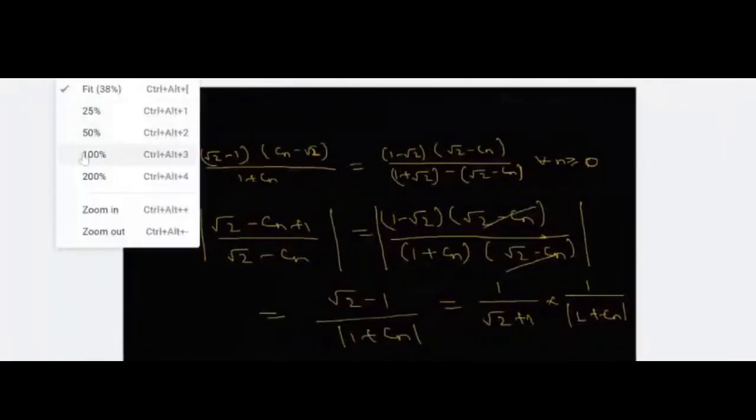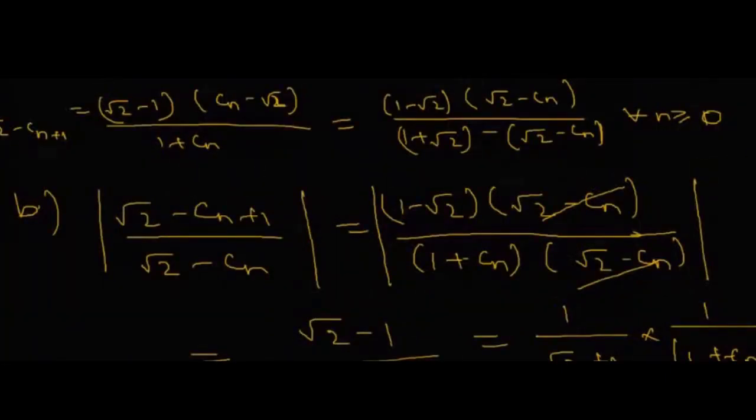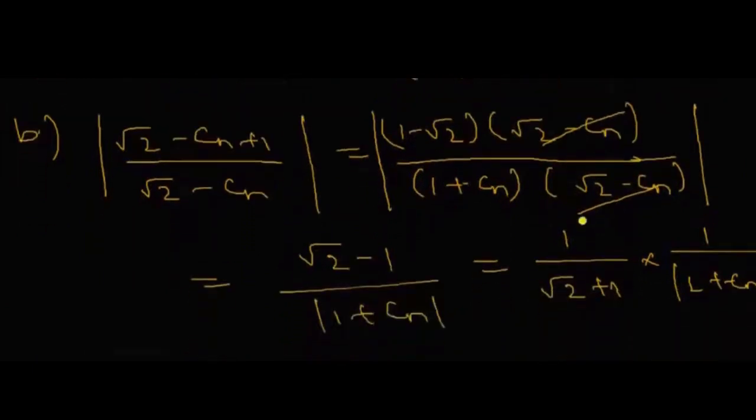So in the previous phase, we observed that this quantity is always less than 1. So this will be less than 1 by root 2 plus 1. Therefore, mod of root 2 minus cn plus 1 is less than 1 by 1 plus root 2 times mod of root 2 minus cn for all n is equal to 0, 1, 2, dot, dot. So this way, part B is done.